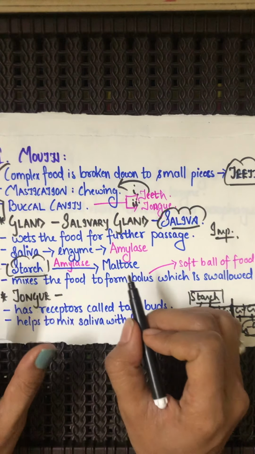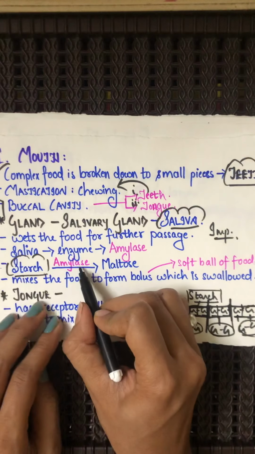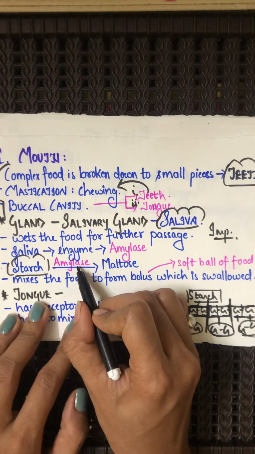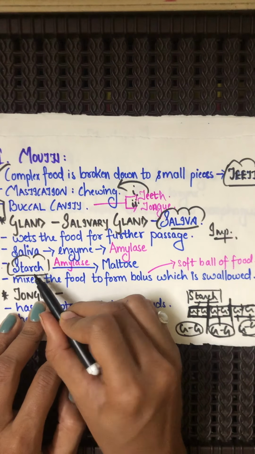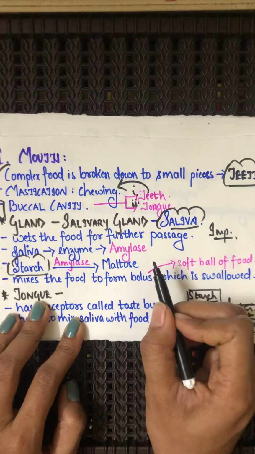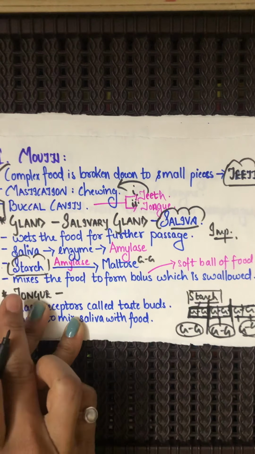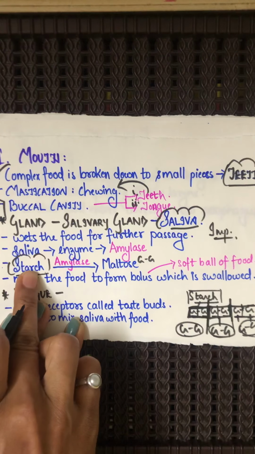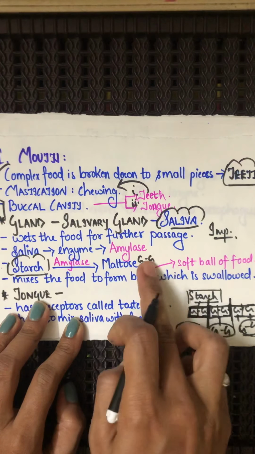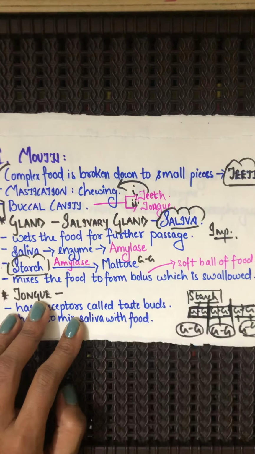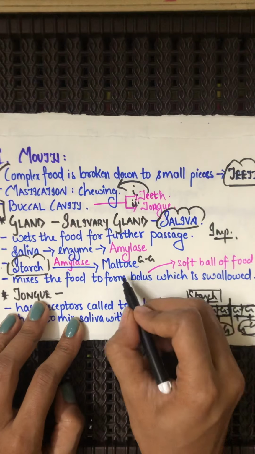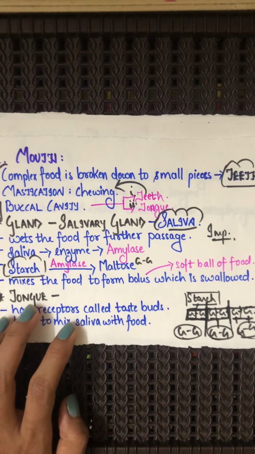Do you understand this? So what is the main function of this amylase? Amylase has the function of breaking down the starch into maltose. What is maltose? Maltose is nothing but two molecules of glucose. What is starch? It is a long chain of glucose. And what is maltose? That is only two molecules of glucose. So the starch is already broken down into maltose in our mouth itself.